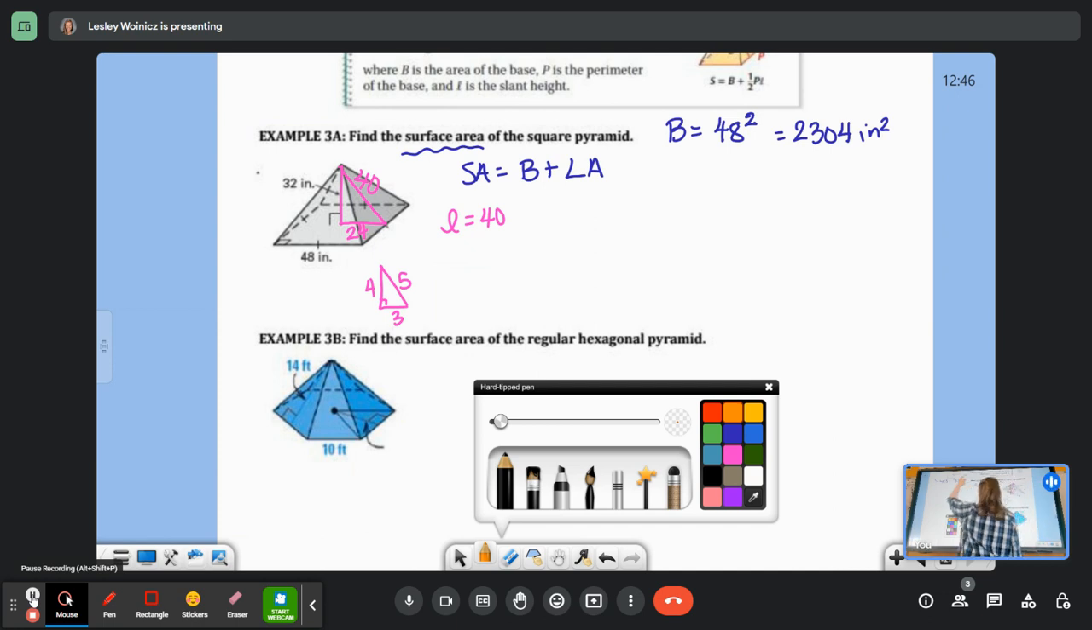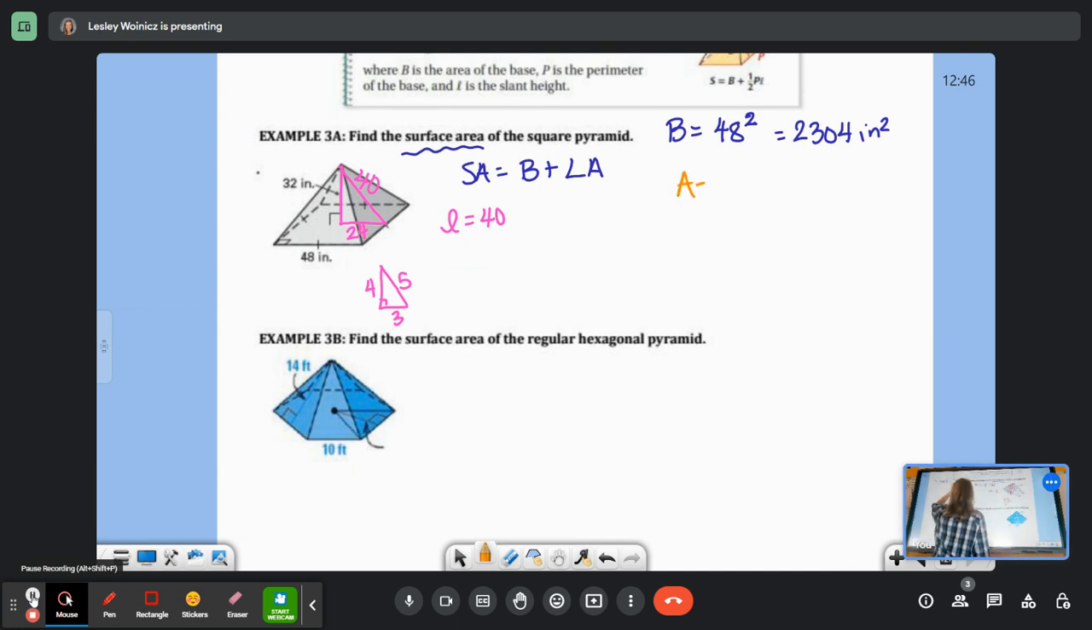So my LA, we already said that there were going to be 4 triangles. Each of those triangles is 1/2 times the base of 48 with a height of my L, which is 40. This is the one we're doing right now. It's got a base of 48 and a height of 40. Right? That's this one.